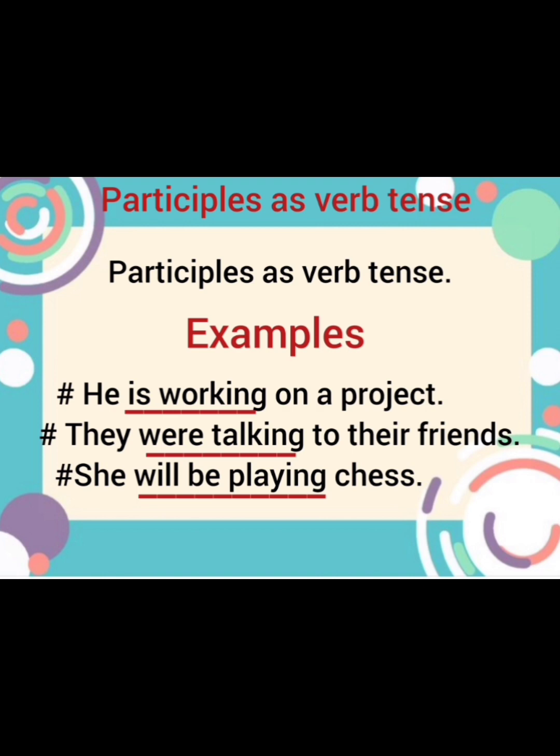Now, is working, these both words are making a verb tense because working here is a main action word. They were talking to their friends. Now again, with the help of an auxiliary, were is there and talking is the main action, they are forming a verb tense. Here these are considered as action words.